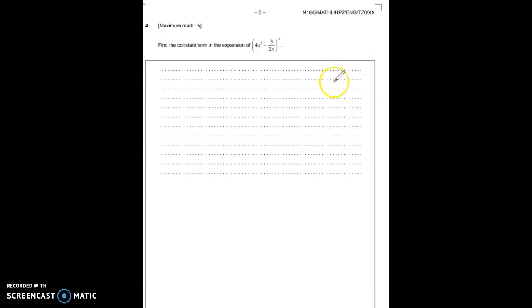In this question, since it's asking for the constant term, we can look at the combinations. There is x squared and there is x. First of all, remember that for the first variable we start with 12, and for the second one we start with 0.